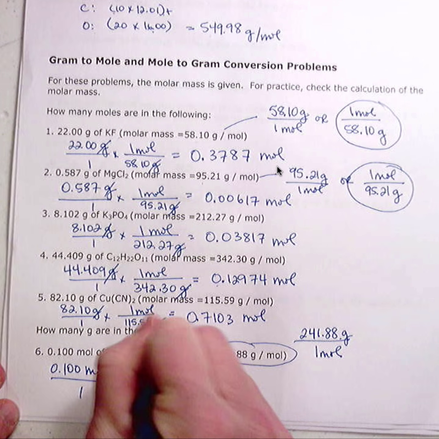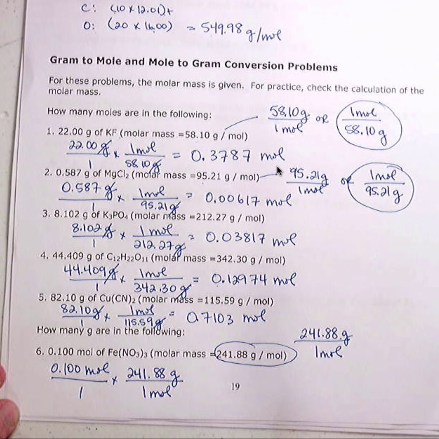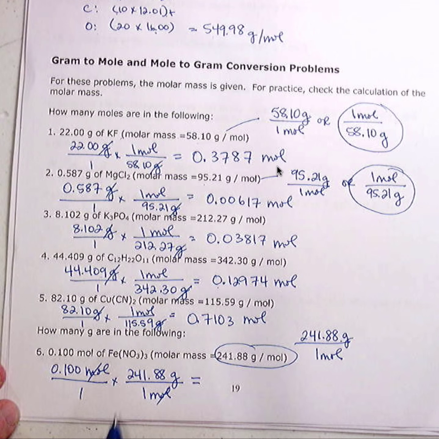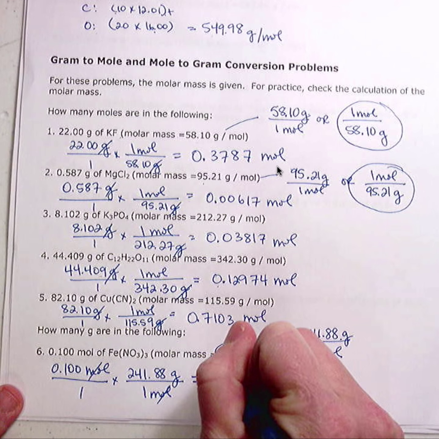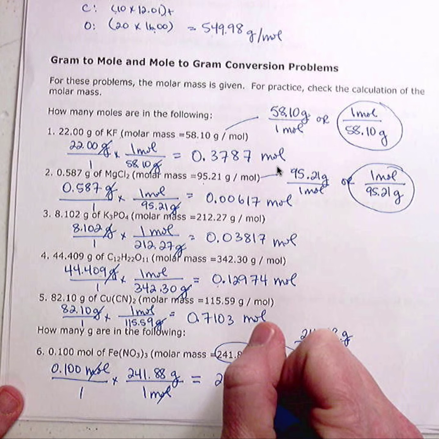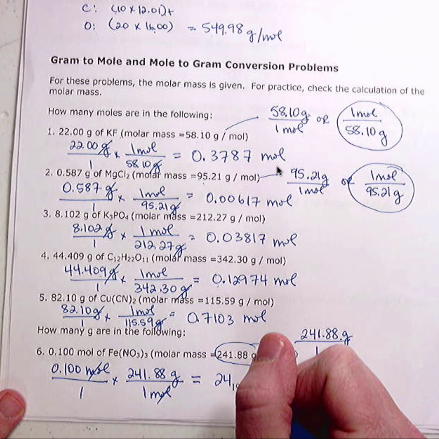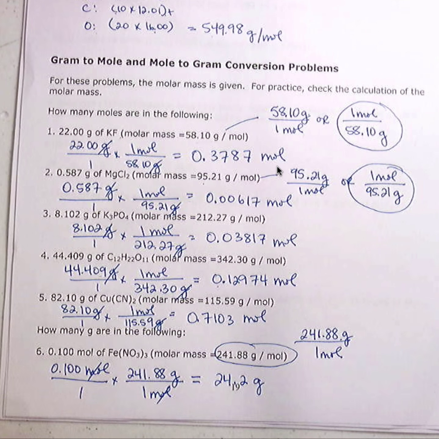So you have 241.88 grams, 1 mole. So now my units are grams. So 0.1 times 241.88. So I end up with 24.188, so 24.2 grams.